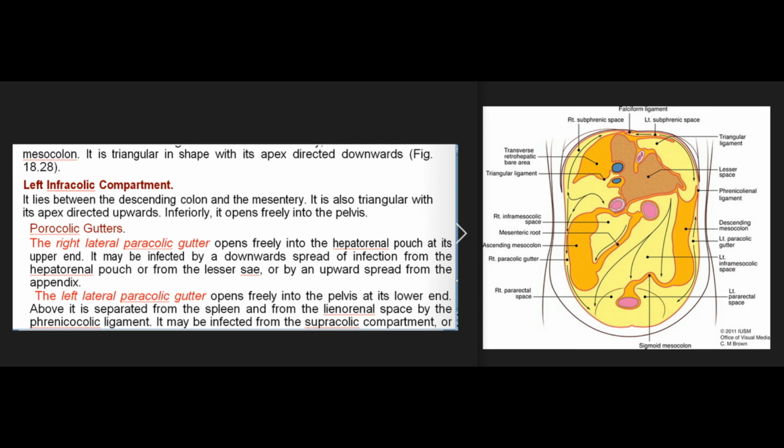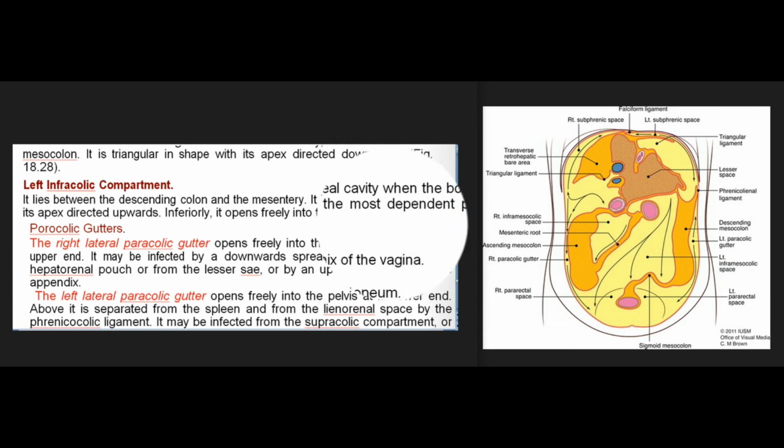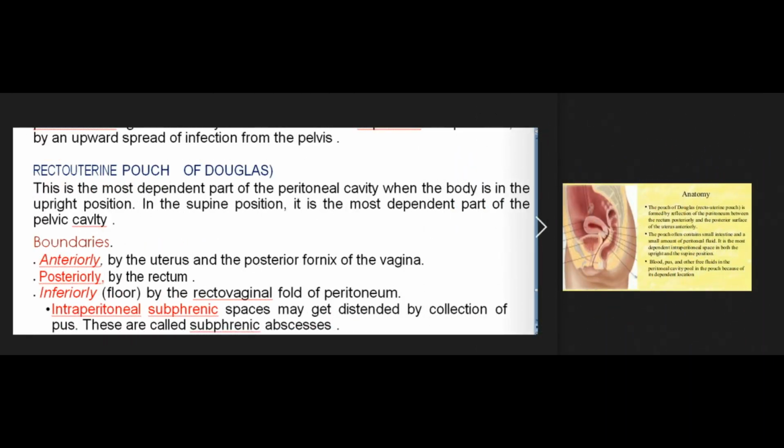Paracolic gutters. The right lateral paracolic gutter opens freely into the hepatorenal pouch at its upper end. It may be infected by a downward spread of infection from the hepatorenal pouch or from the lesser sac, or by an upward spread from the appendix. The left lateral paracolic gutter opens freely into the pelvis at its lower end. Above, it is separated from the spleen and from the lienorenal space by the phrenicocolic ligament. It may be infected from the supracolic compartment, or by an upward spread of infection from the pelvis.